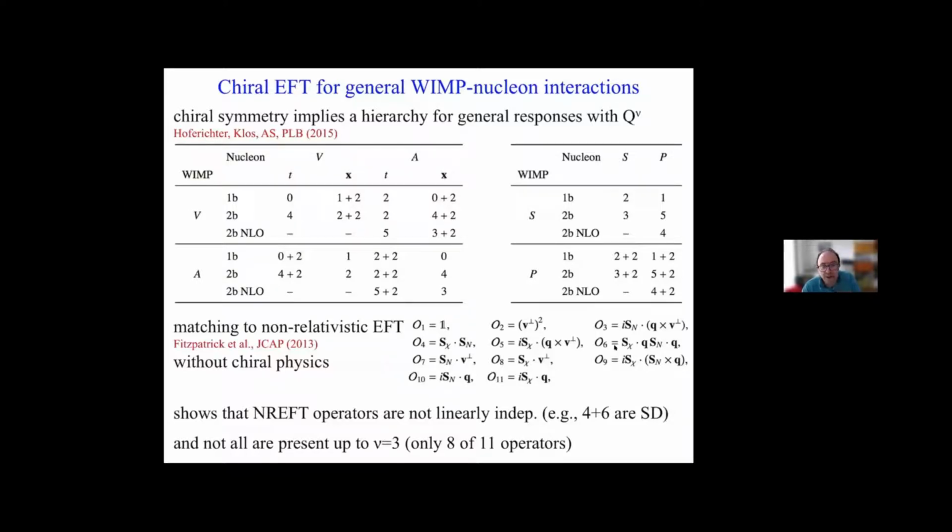That was one point. And the other point that we observed is that if you look at all possible operators that exist, for example up to power nu equals 3, so q to the power 3, and you can see there are many of them, then in fact there are only 8 of these operators present, not all 11. So chiral effective field theory, the pion physics, implies some redundancies or linear dependencies of operators. QCD implies some dependencies of these operators and also arranges the relative importance of these 11 operators according to the chiral EFT counting.